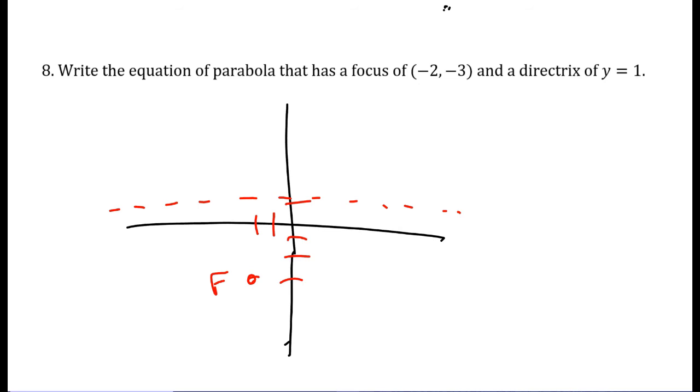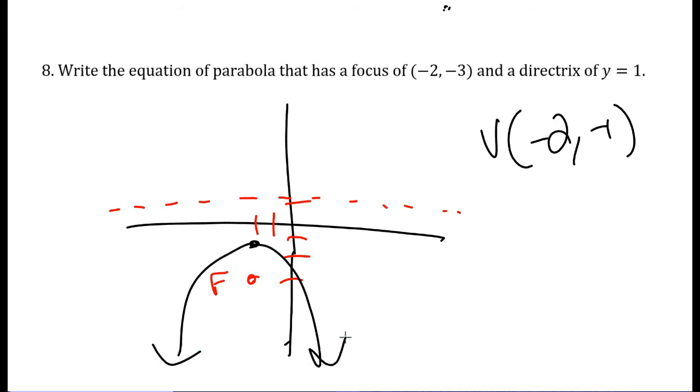How far apart are those? Well, they're 4 apart, so I need to go up 2 to that point. The vertex is (-2, -1), because that's in the middle there. The parabola's got to be concave down because the directrix, I can't cross through that.